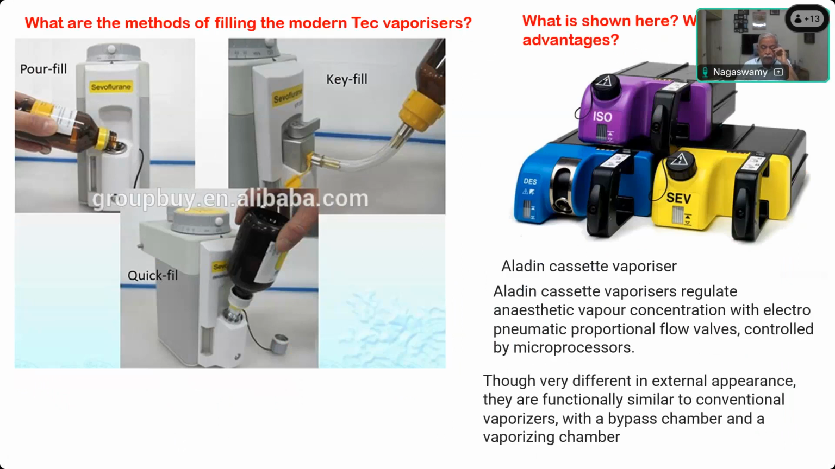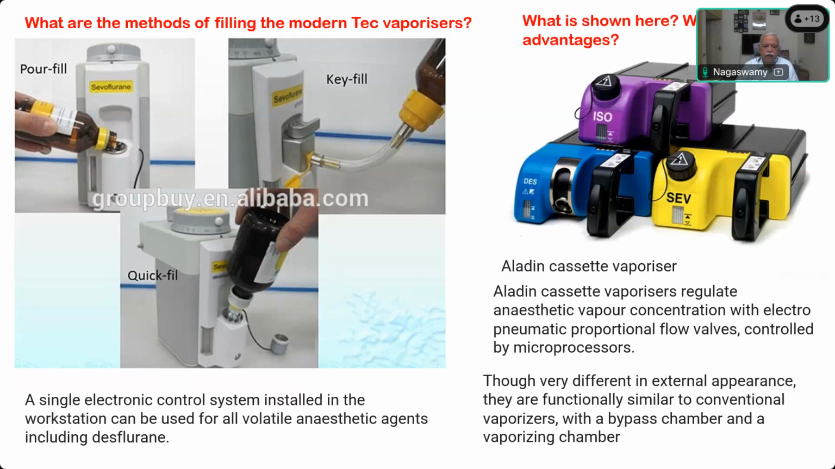So here also it is a variable flow which can decide the concentration, and a single electronic control system installed in the workstation can be used for all volatile anesthetic agents, including desflurane. Okay? So you have to simply insert the cassette there and it will deliver the vapor as required. Now, for those who are familiar with this usage of Aladdin, can you name the parts which have been marked here?